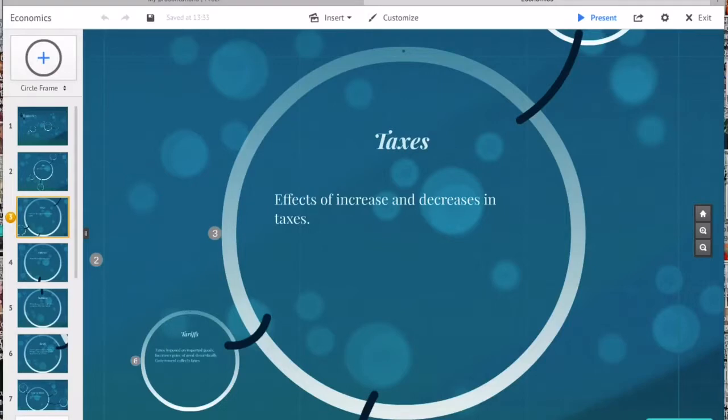So we start with taxes. Tax cuts should increase consumer spending, increase deficits, and reduce government service. This makes sense, as lower taxes means more money in consumers' pockets, but less revenue for the government. If the government has less revenue, then they cannot pay for all the services.